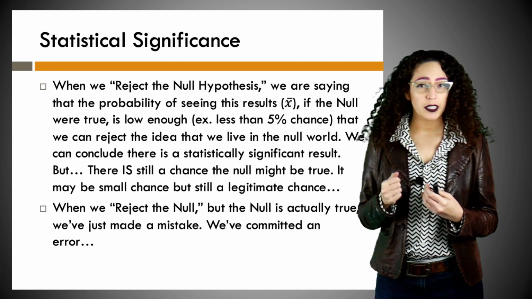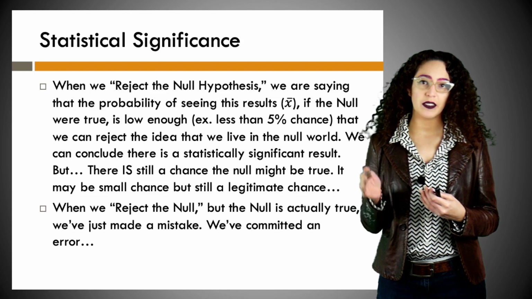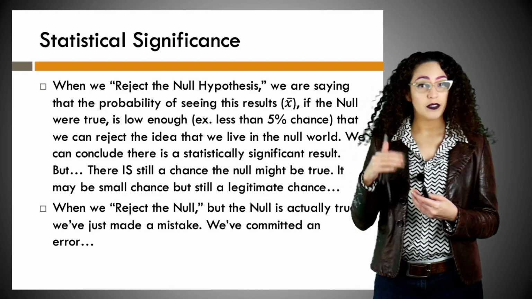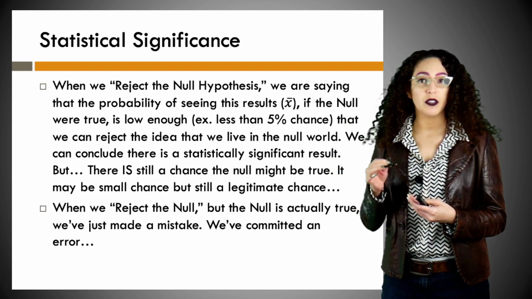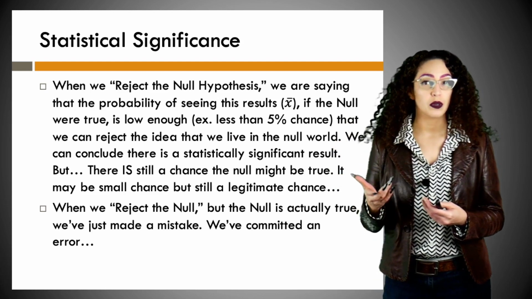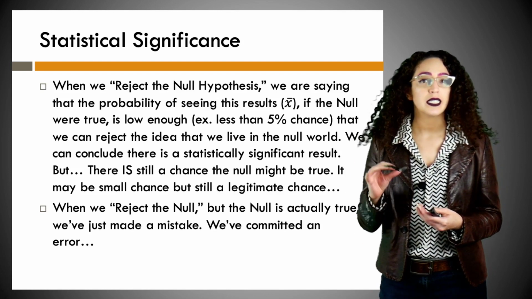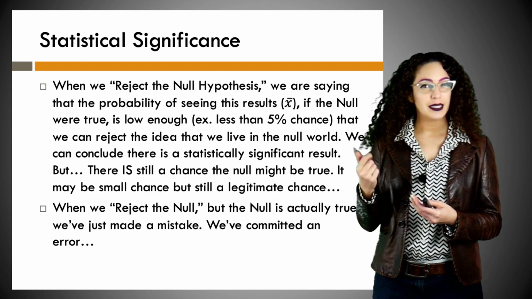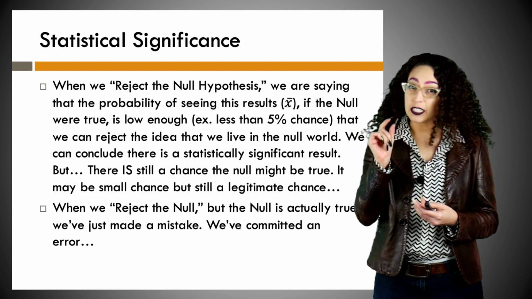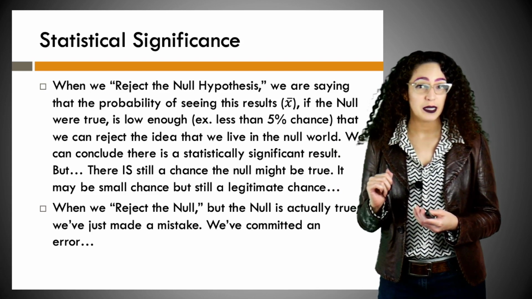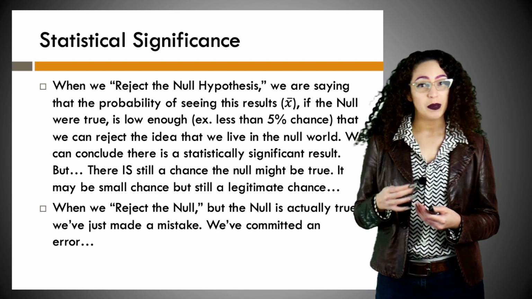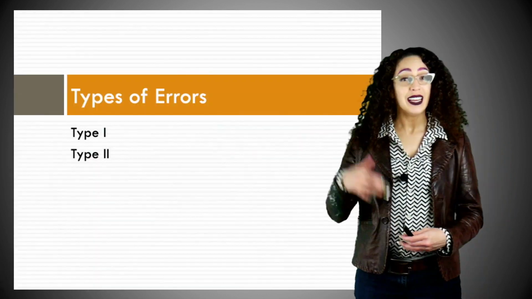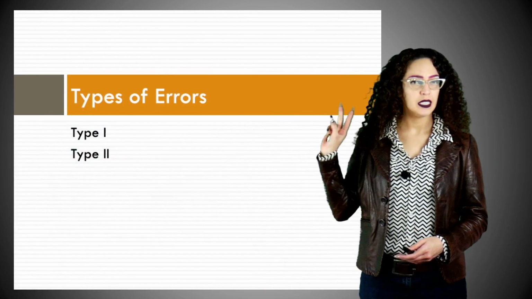So, when we reject the null hypothesis, we are saying that the probability of seeing this result, this particular sample mean, if the null were true, is low enough, like less than 5% chance, that we can reject the idea that we live in the null world. We can conclude there is a statistically significant result, but there is still a chance that the null might be true. It may be a very small chance, but it's still a legitimate chance. When we reject the null, but the null is actually true, we've just made a mistake. We've committed an error. Types of errors: type 1, type 2.